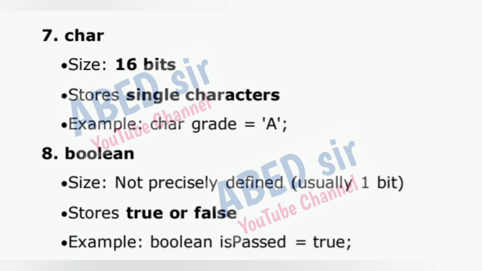7. char. Size: 16 bits. Stores single characters. Example: char grade = 'A'. 8. boolean. Size not precisely defined, usually 1 bit. Stores true or false. Example: boolean isPassed = true.